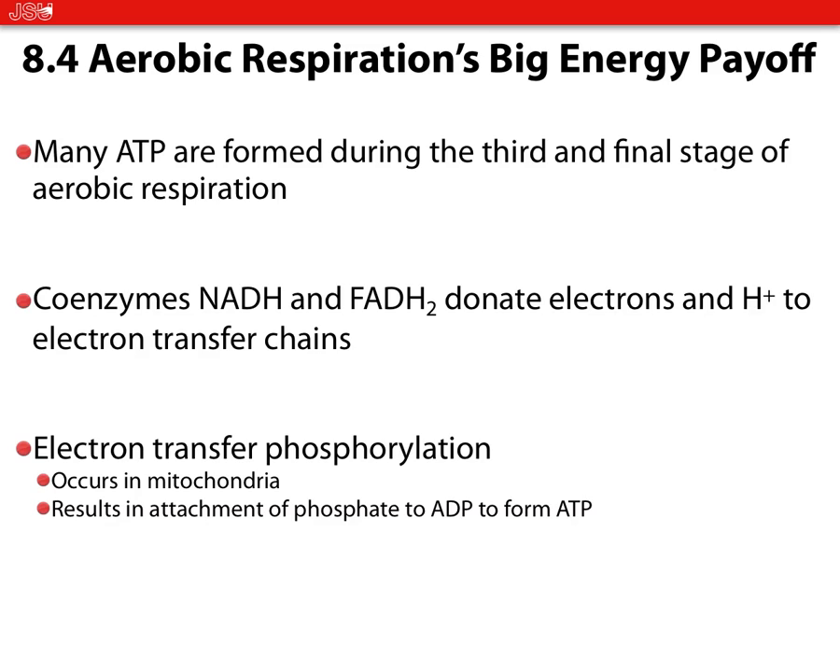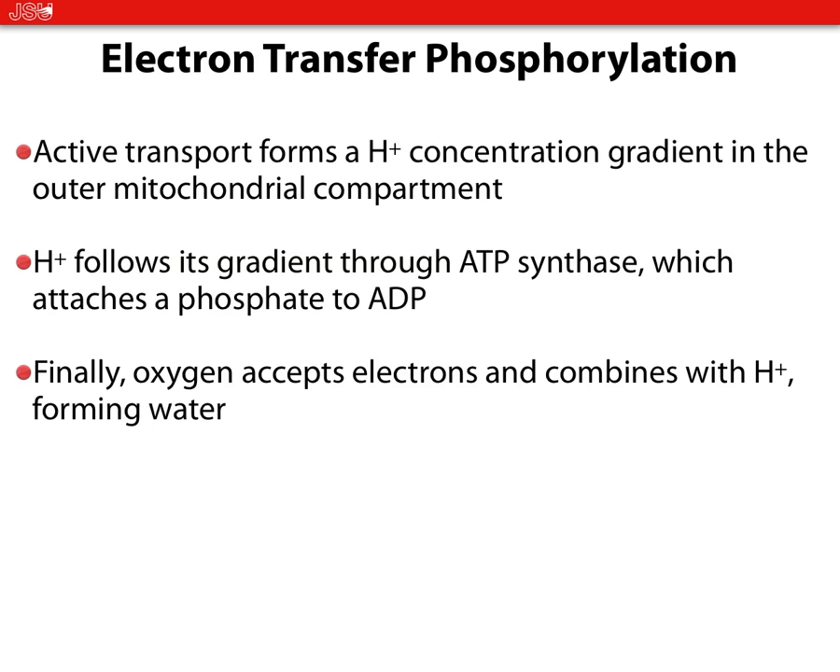Okay, so now we're going to talk about that third step. We said there are 3 steps we're going to cover, right? This is the third step. Electron transfer phosphorylation, or oxidative phosphorylation. It happens in the mitochondria also. We're going to make a gradient of H+, and let me show you a picture of that in a minute. But by making that gradient, we're going to make ATP.